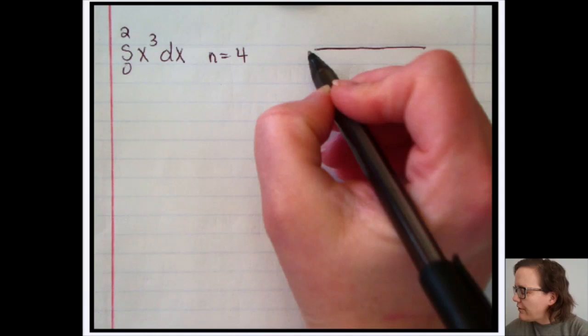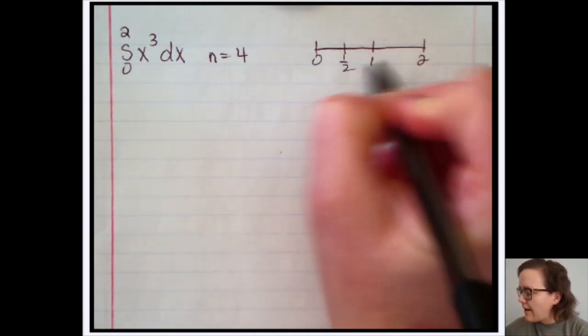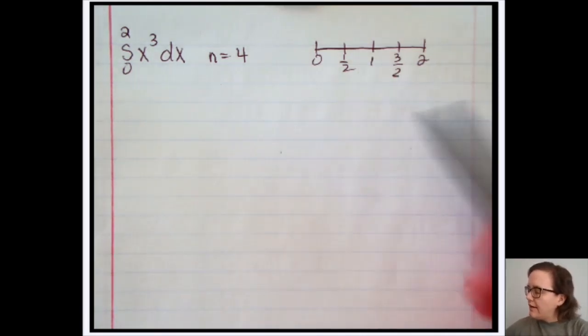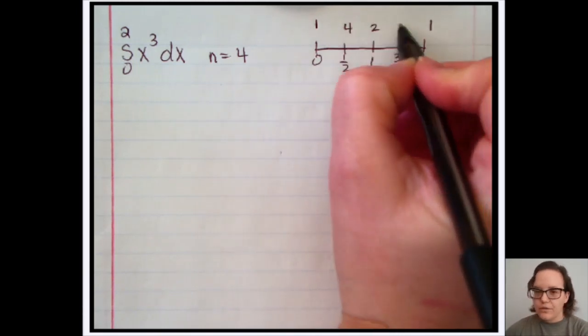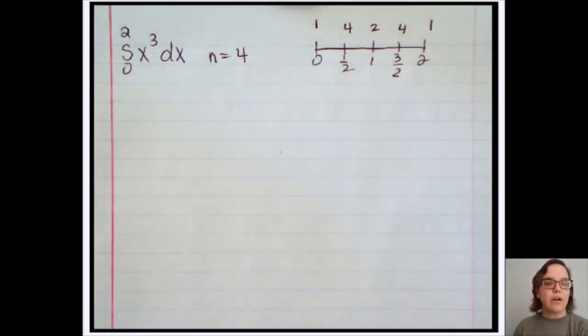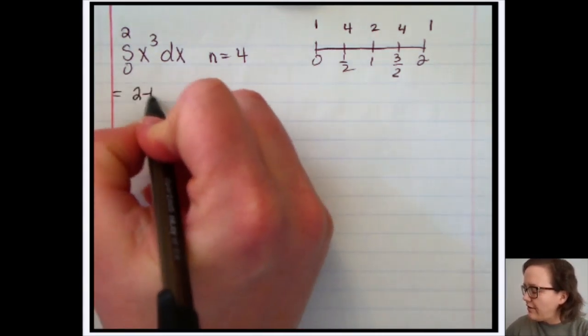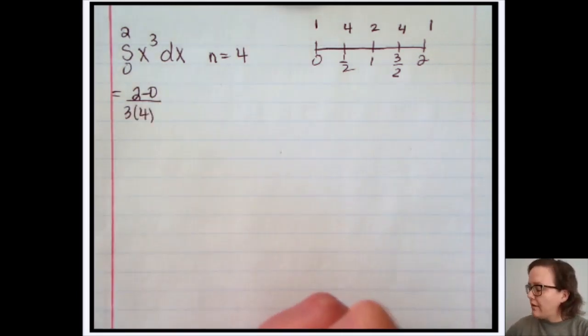So we do want to split it from 0 to 2 at 1, at a half, and at 3 halves. Okay, so that gives us our 4 intervals. This is a coefficient of 1, 4, 2, 4, 1. Okay, so that's the big part of Simpson's rule, is getting those coefficients right. Okay, so b minus a, so 2 minus 0 over 3 times the number of intervals, which is 4.